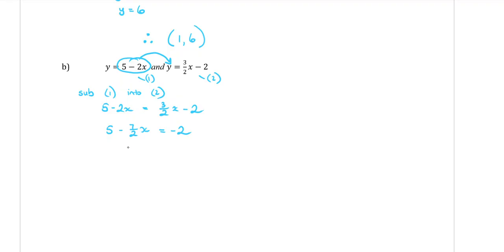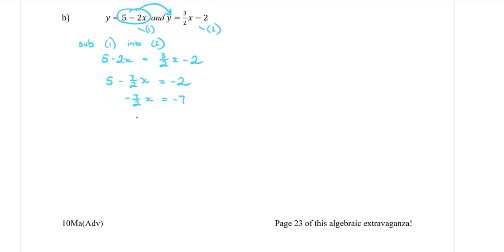Then I'm going to subtract the 5 from the front of this. So minus 2 minus 5 is minus 7. Then I'll times the 2 off the denominator, so negative 7x equals negative 14, and then divide by the negative 7, which equals a positive 2. Then I sub back into one of the original equations. I'm going to pick equation 1 just to avoid the fractions. So it would be y equals 5 minus 2 times 2. 2 times 2 is 4, so that is equal to 1.